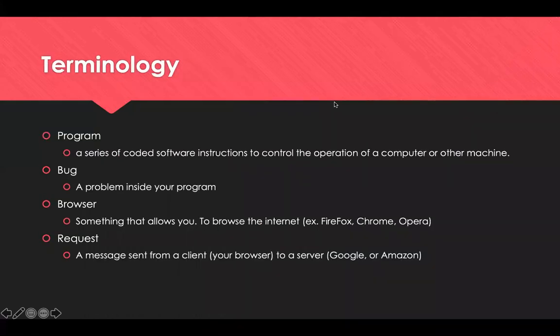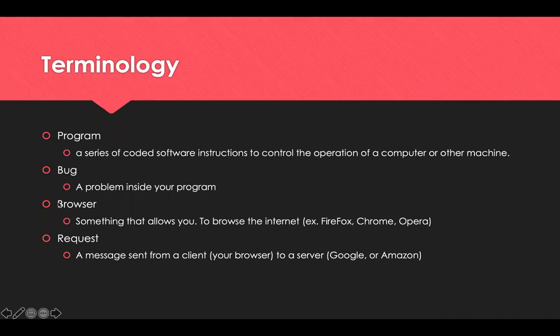basically, the basic terminology in programming is, what is a program, first of all? A program is a series of coded software instructions to control the operation of a computer or other machine. So in this case, we'll be creating websites, which will be coded software instructions that will display on your browser. And then usually what people call problems in your program would be called bugs. So if you see me using that terminology sometime, don't be confused. It's basically a problem inside of your program. It's not an actual bug or anything.